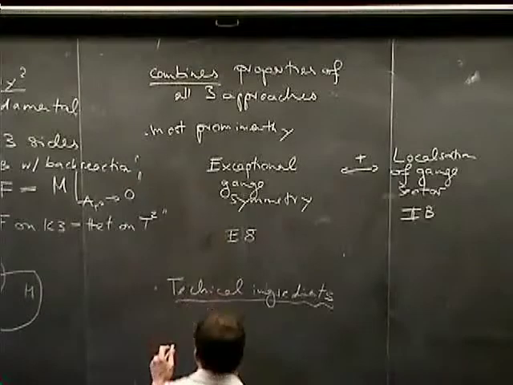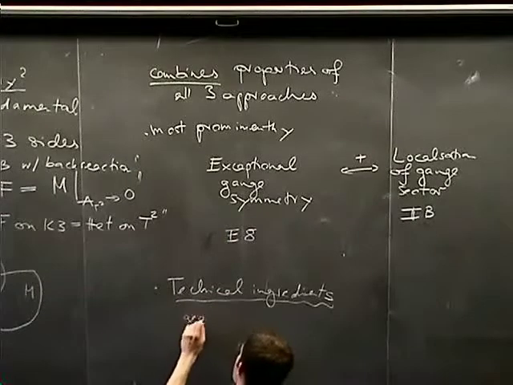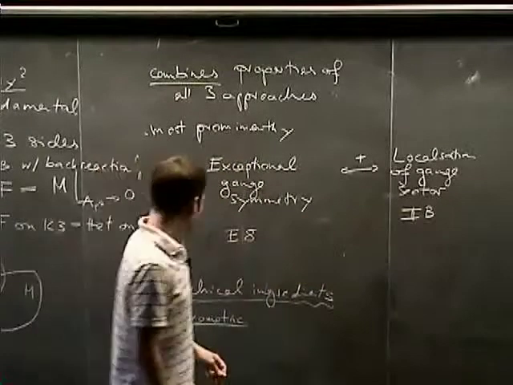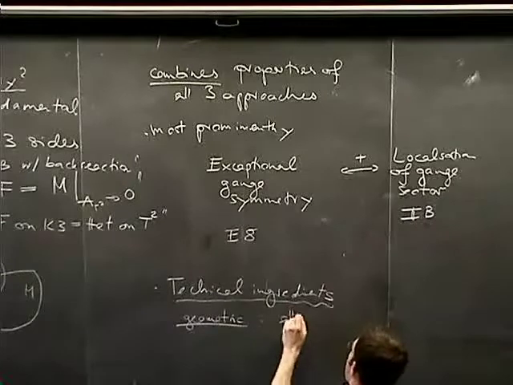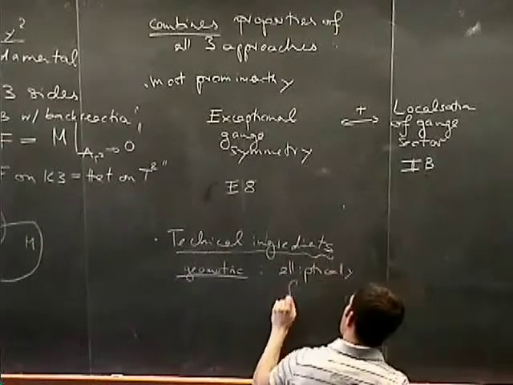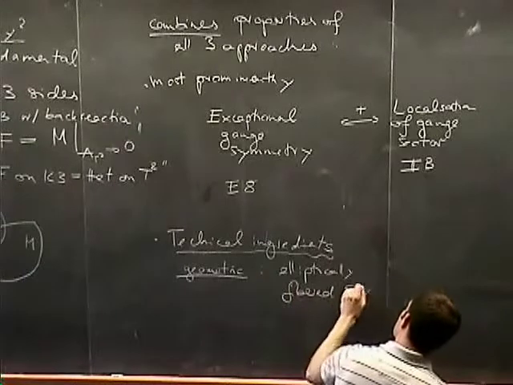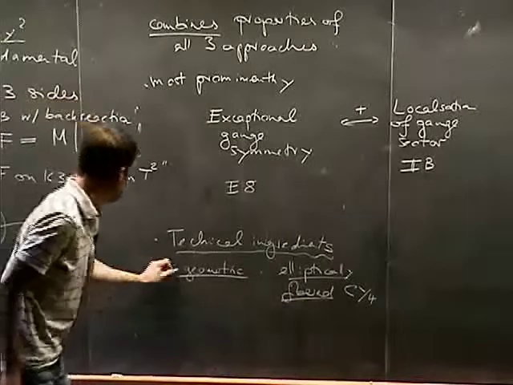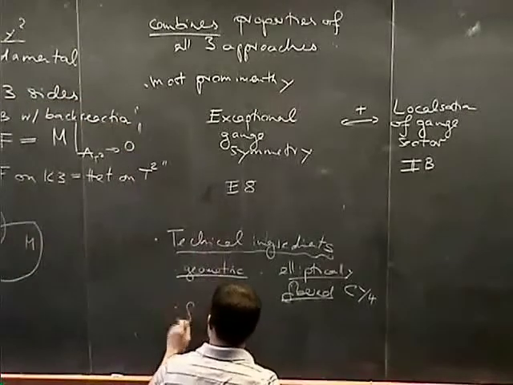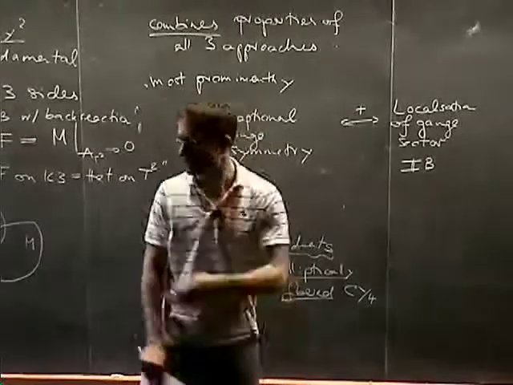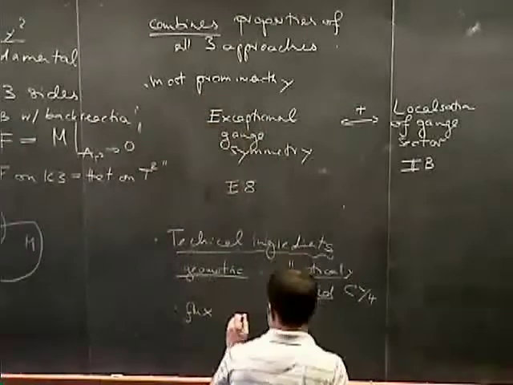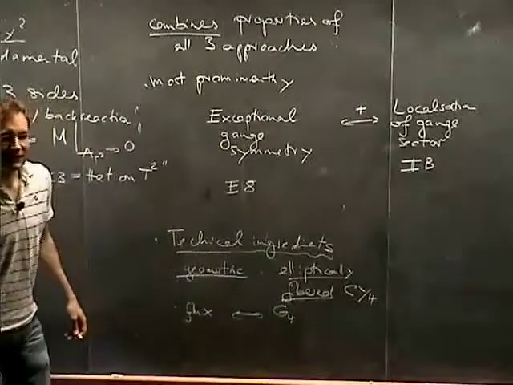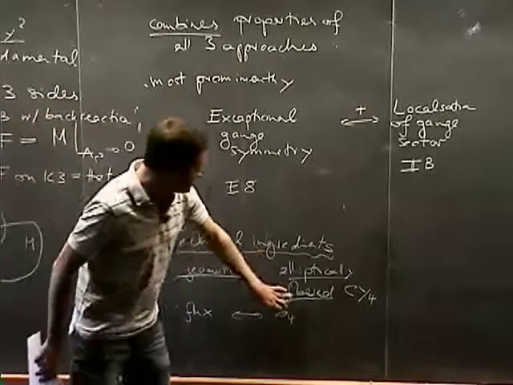So the technical ingredients are first geometric. F-theory is a geometric description of type 2b. So we need to know something about elliptically fibered Calabi-Yau 4-folds. This is where algebraic geometry comes in. And second, we need flux, we need gauge flux, and flux to stabilize the moduli, G4 form flux.